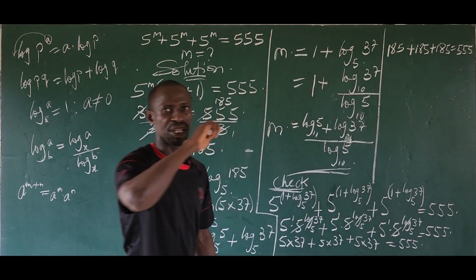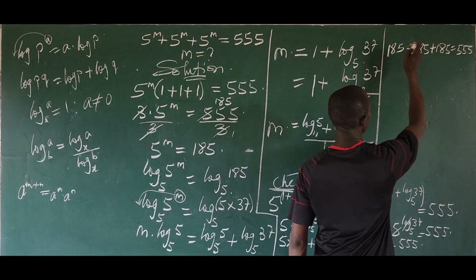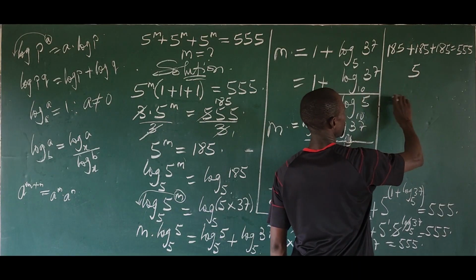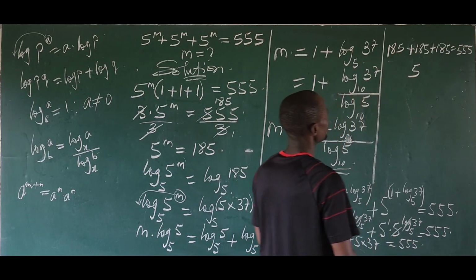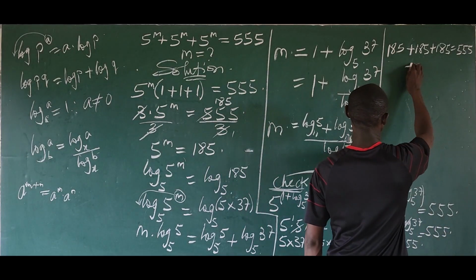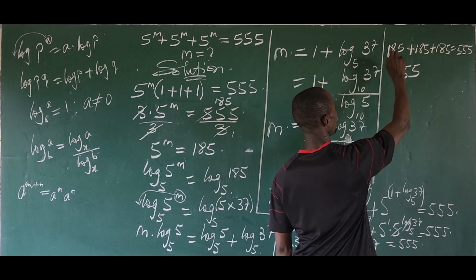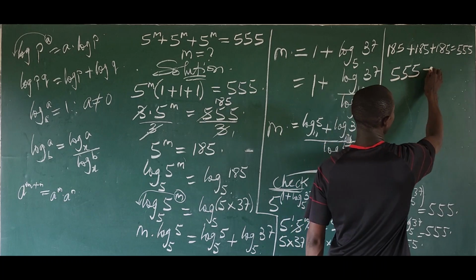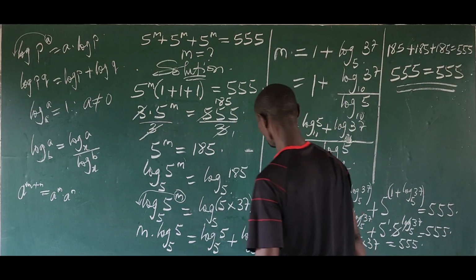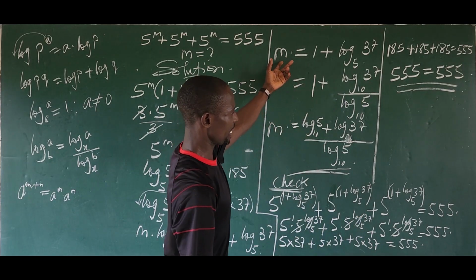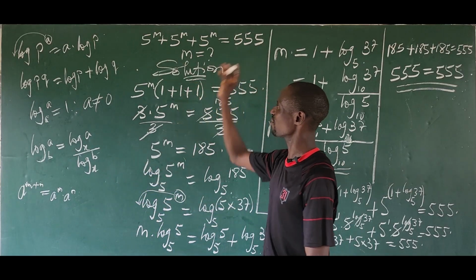Let's just observe this space here. So from here, let's add this up. 5 plus 5 is 10, plus 5 will give us 15, carry 1. 8 plus 8 will give us 16, plus another 8 will give us 24, plus the 1 you carry will give us 25. Carry 2 this time around. So 1 plus 1 is 2, plus 1 is 3, plus the 2 you carry is 5. So we have 555 equals 555. So this shows that the answer which we got, when simplified down to this point here, actually satisfies the original equation.